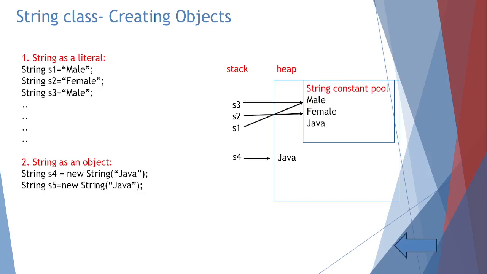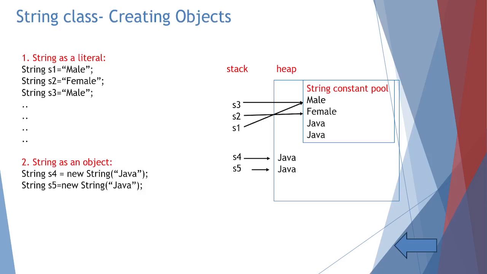Then S5, another object we are creating. String S5 is equal to new String, but this time we want Bombay, some city. An organization has 4 branches in 4 cities, and all 100 employees belong to one of those cities. So Bombay, Chennai, we can have it like that. Now S5 is created in both places again: one in the heap area, the second in the string constant pool.